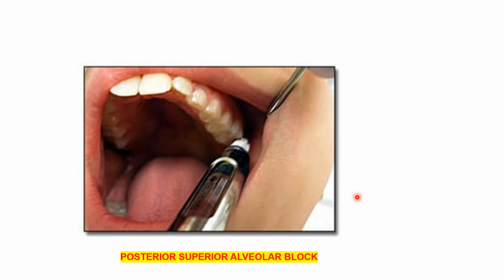So this is how the posterior superior alveolar nerve block is given. The anesthesia is given through the syringe. Anesthetic fluid is infiltrated, and this is the site where you give it for the posterior superior alveolar nerve.